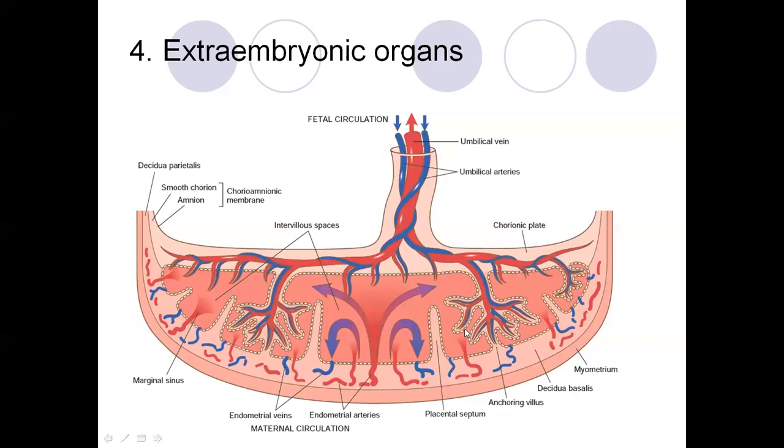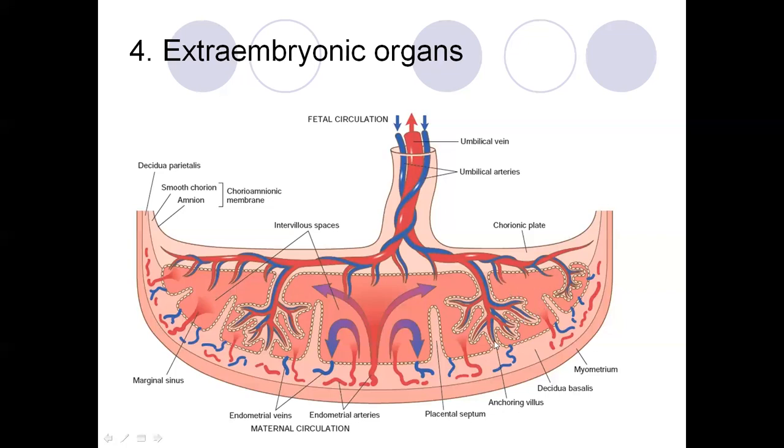Then the very little and very thin villi have the name terminal villi. These terminal villi have a very thin wall and a lot of capillaries, and they are needed to exchange gases, exchange nutritive substances, and exchange waste products of metabolism between this blood and this blood.